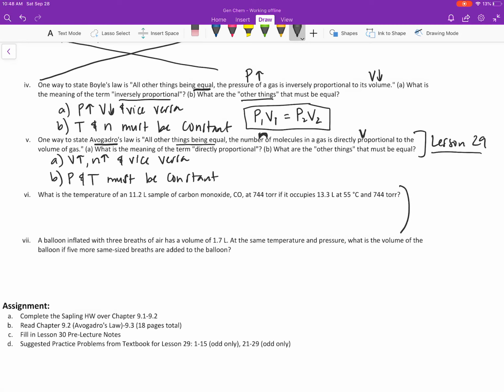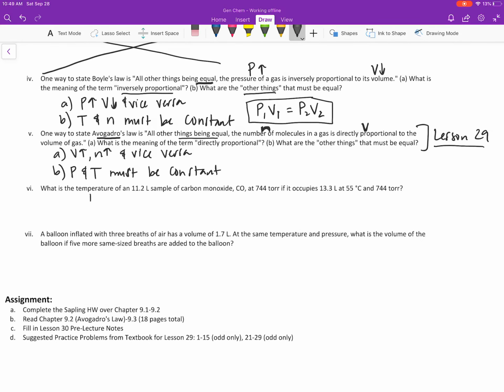Now, this one, unfortunately, is the combined... No, it's not. I take it back. This is not. Okay, so what is the temperature of a volume of this 11.2 liters of carbon monoxide at this pressure if it occupies this volume at this temperature and this pressure?